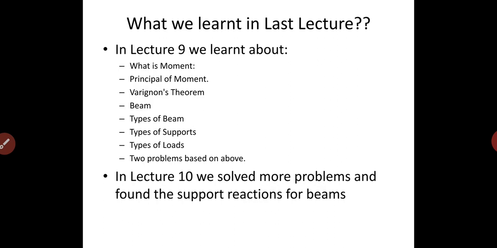Then we learnt about the supports, that is hinge support, fixed support and roller support. Three types of supports are there. Then the types of load. Any type of loading can be easily visualized in three types, that is point load, uniformly distributed load and uniformly varying load. Any type of load you apply at random can be classified into these three types of load.